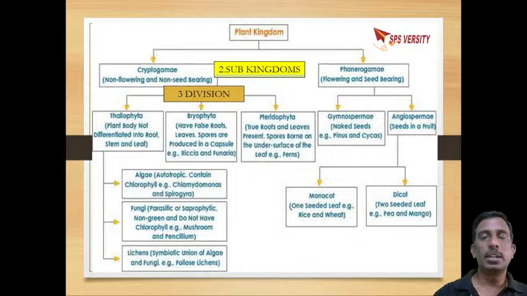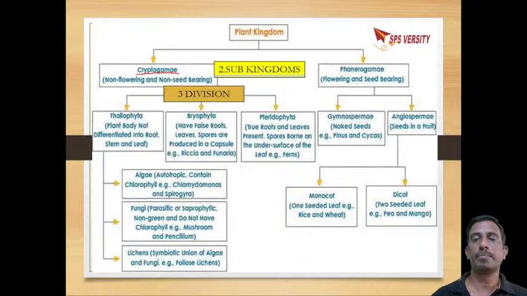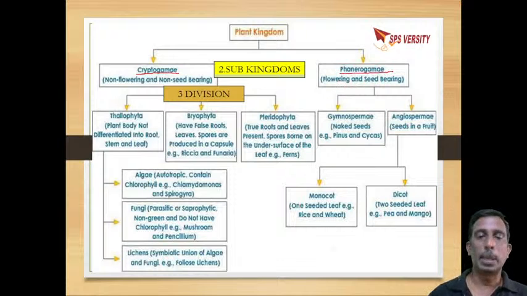Basically, the plant kingdom is divided into two sub-kingdoms. One is non-flowering plants, that is cryptogamy: non-seeded, non-flowering plants. Another is phanerogamy, which is flowering and seed-bearing. Cryptogamy has three divisions: Thallophyta, Bryophyta, Pteridophyta.